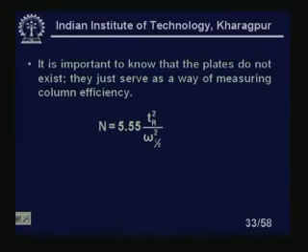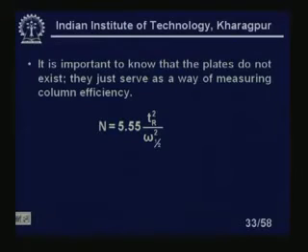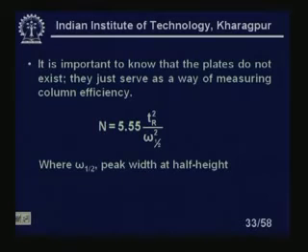It is important to know that the plates do not exist, they just serve as a way of measuring the column efficiency, because the column efficiency is very important. N equal to 5.55 T R square upon omega half square, where omega half is the peak width at half height. And N equal to L by H.